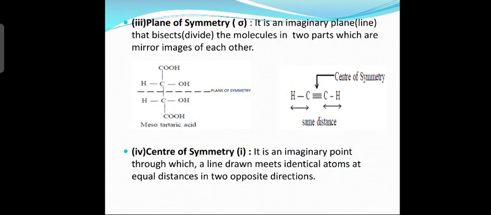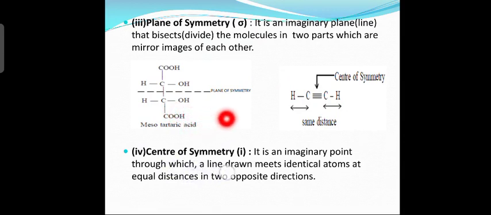Next, plane of symmetry, sigma. The third one is the plane of symmetry, sigma. It is an imaginary plane that bisects the molecule into two parts which are mirror images of each other. Example: mesotartaric acid. The formula of mesotartaric acid is given here. What is the formula? HCOH and then COH on one part. Similarly, you have the next carbon atom having the same groups: hydrogen atom, OH and then COH.